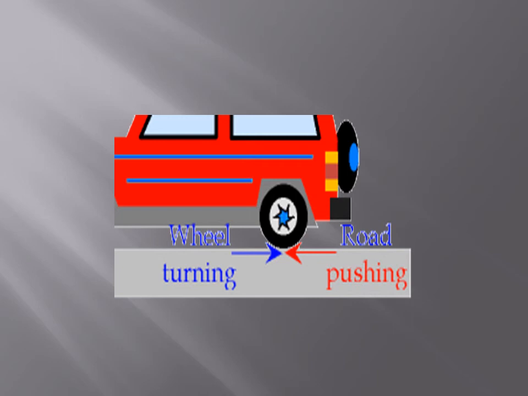If the forces of thrust and drag are equal, then the forces are balanced and the car will move with constant velocity. If the forces of thrust and drag are not equal, then the forces are unbalanced and the car will accelerate. It will get faster if thrust is bigger than drag and slower if drag is bigger than thrust.